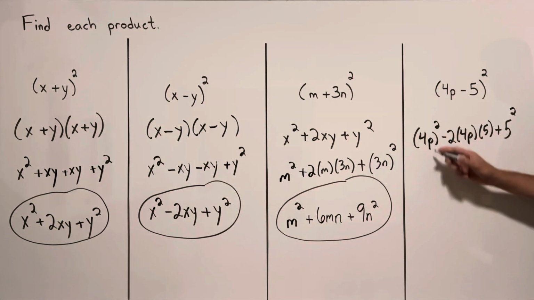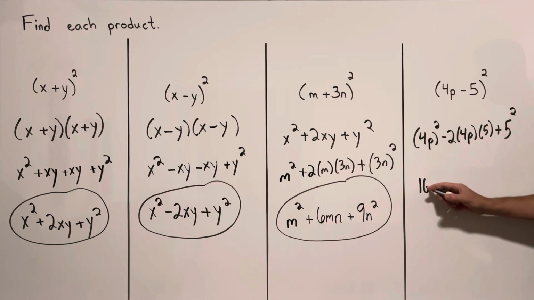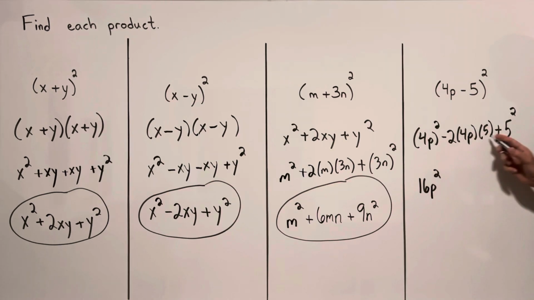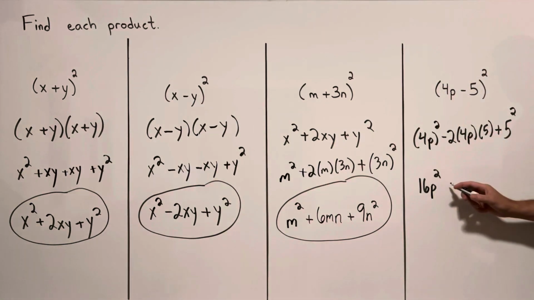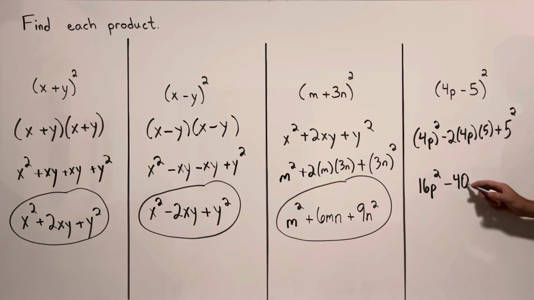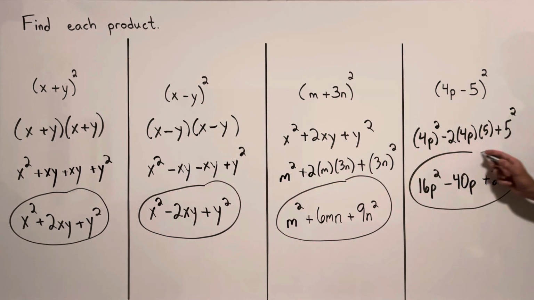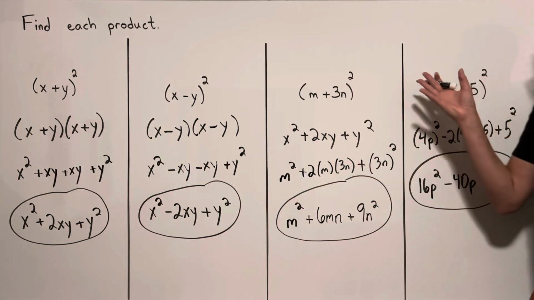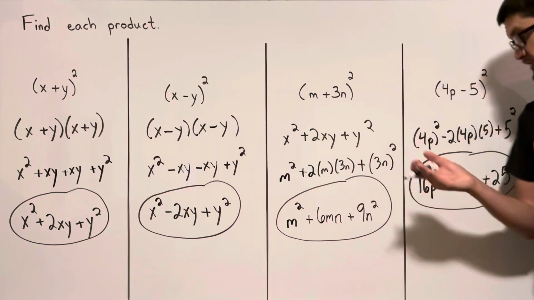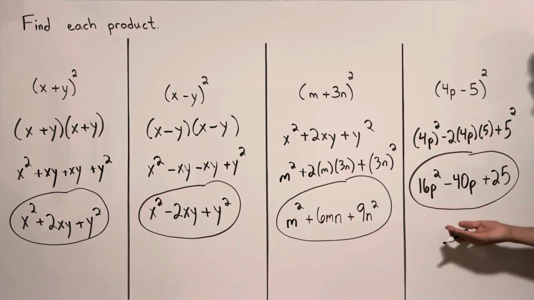All right, so I'm going to square the 4 and the p. That gives me 16p squared. Inside here, 2 times 4 times 5 is 40, so that's going to be minus 40p. And then 5 squared is 25. And of course, if you don't like using the formula, you could always write it twice and FOIL it. You'll come up with the same answer. There you go.